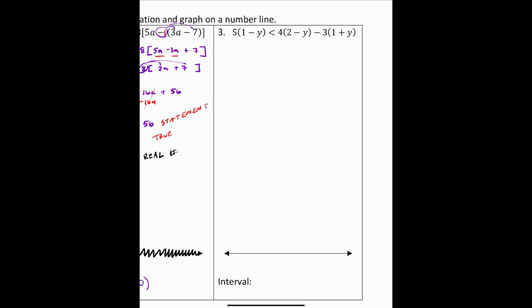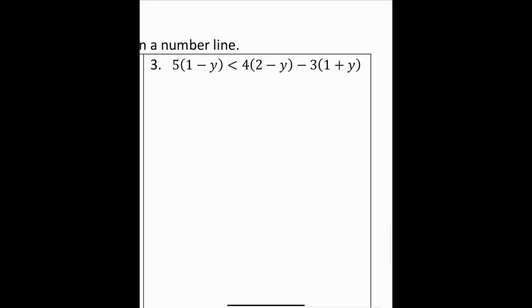Number 3, we have 5 times the quantity of 1 minus y, which is less than 4 times the quantity of 2 minus y, minus 3 times the quantity of 1 plus y. So I'm going to go ahead and apply the distributive property. And I have 5 minus 5y less than 8 minus 4y minus 3 minus 3y.